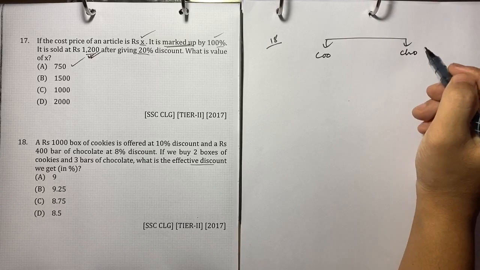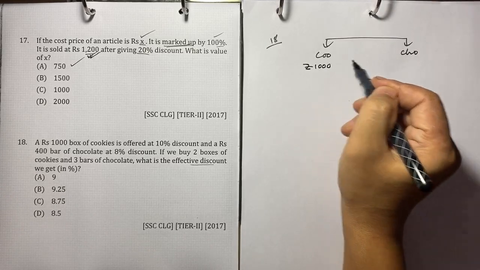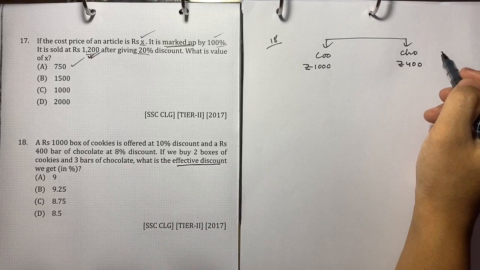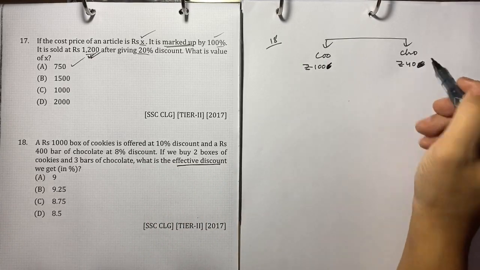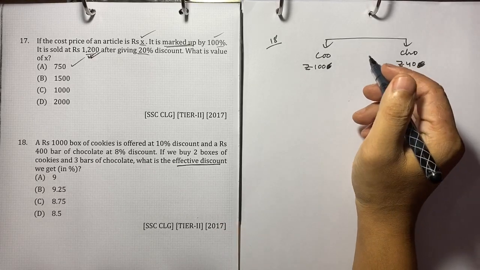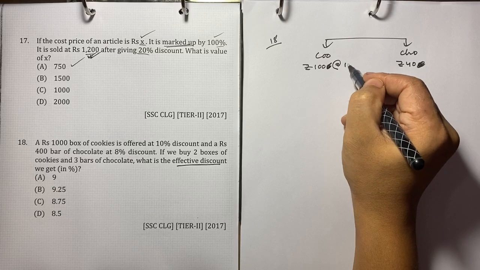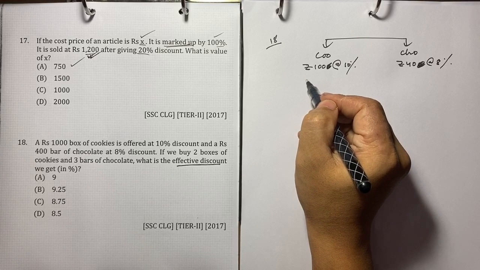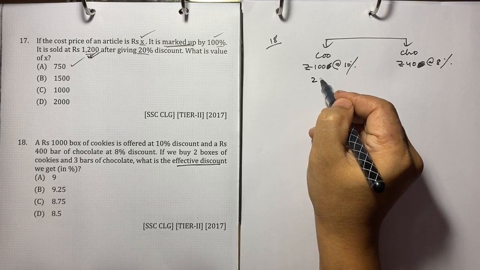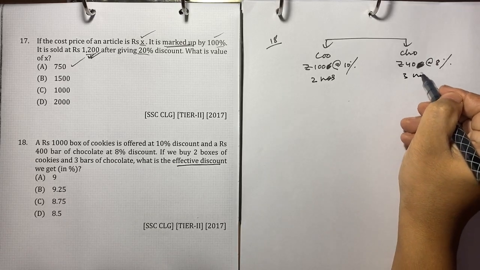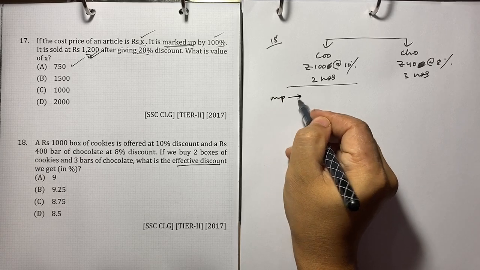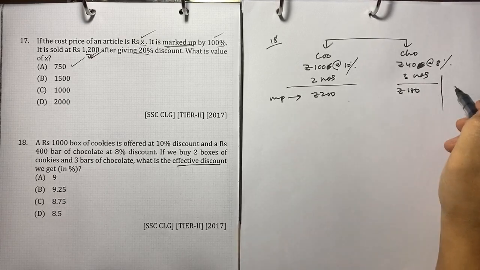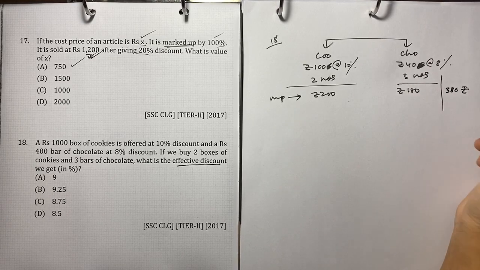The mark price is rupees 1000 for the cookies and rupees 400 for the chocolate. In the question, the discount on cookies is 10% and the discount on chocolate is 8%. We buy 3 bars of chocolate and 2 boxes of cookies. So the mark price of the cookies is rupees 2000, and the chocolate is rupees 180 per bar, so the total mark price is 380.